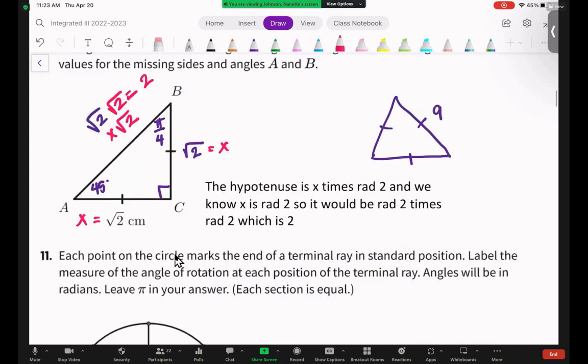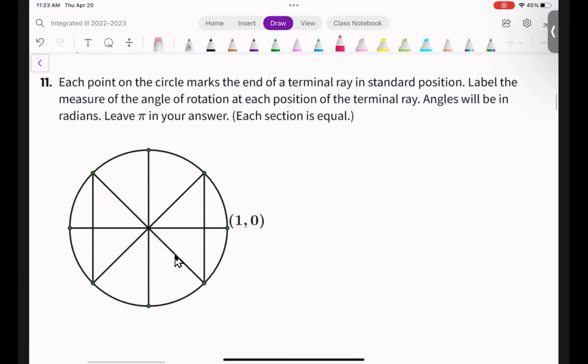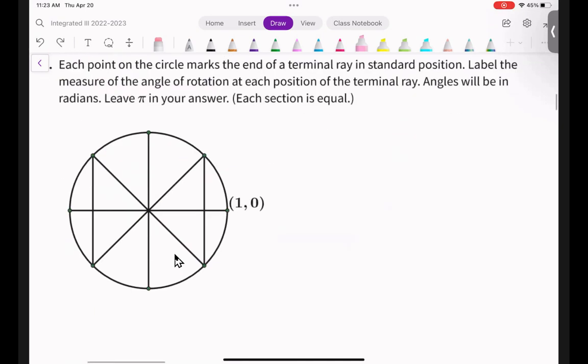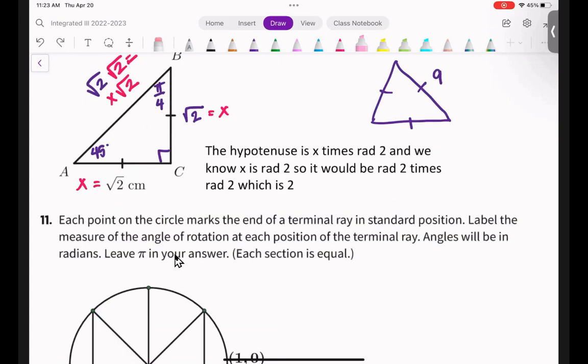It says, each point on the circle marks the end of a terminal ray in standard position. Label the measure of an angle of rotation at each position on the terminal ray. So the terminal ray is just these guys. This is a terminal ray. Okay. So it's that guy. Oh, oops. Or this guy. It's any of the ones that are there.